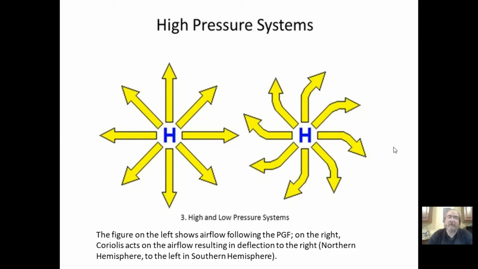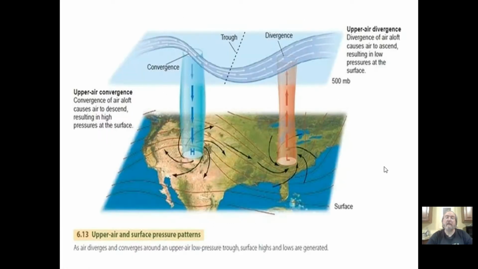So here's a high pressure system, again diagrammatic. You have higher pressure in the center, lower outwards, so you follow a pressure gradient out from the center. This is starting to indicate some little Coriolis action, deflecting to the right in the northern hemisphere. PGF, pressure gradient force. Get used to seeing that abbreviation. Deflection to the right in the northern hemisphere, to the left in the southern hemisphere. We'll be talking about Coriolis later on.